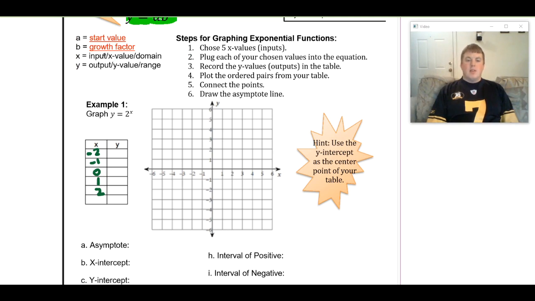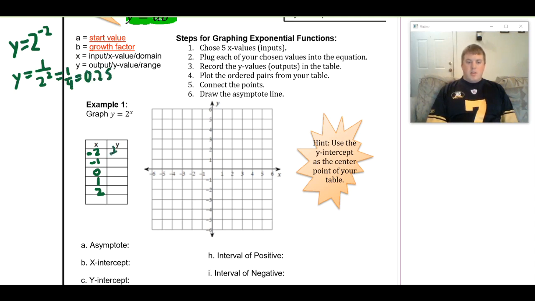So I've chosen my x values, and I'm going to plug them into my original equation, y equals 2 to the x. So I'll start with y equals 2, and I'll plug in my -2. Now remember, when we have a negative exponent, the way that we deal with that is that we flip the base, and we change the exponent to be positive. So instead of 2 raised to the -2 power, that's going to be 1 over 2 squared, which is going to be 1/4, or 0.25.